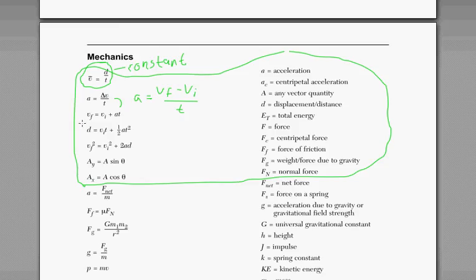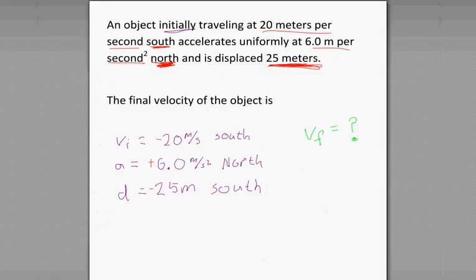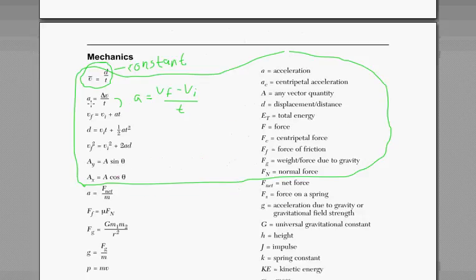Now, let's take a look again at what we have. We have VI, A, and D. So let's find formulas that have VI, A, and D. So this one has VI, A, but it has T. No. This one has VI, A, but has T. No. This one right here has VF squared equals VI squared plus 2AD. Yes. Let us use that one right there.